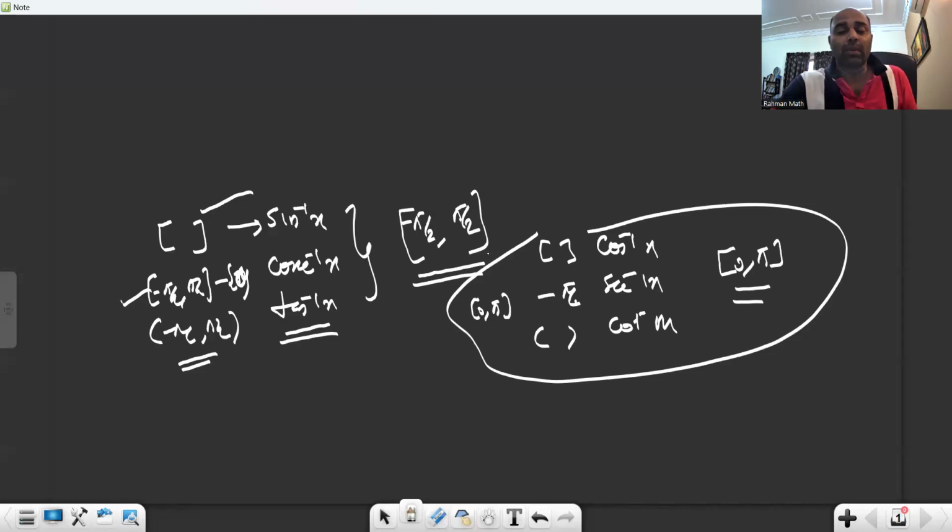In general, what you have to remember is that sine inverse x, cosec inverse x, tan inverse x lie between minus pi by 2 to pi by 2, and cos inverse, sec inverse, and cot inverse lie between 0 to pi. Don't forget about that. Okay, this is the first thing.